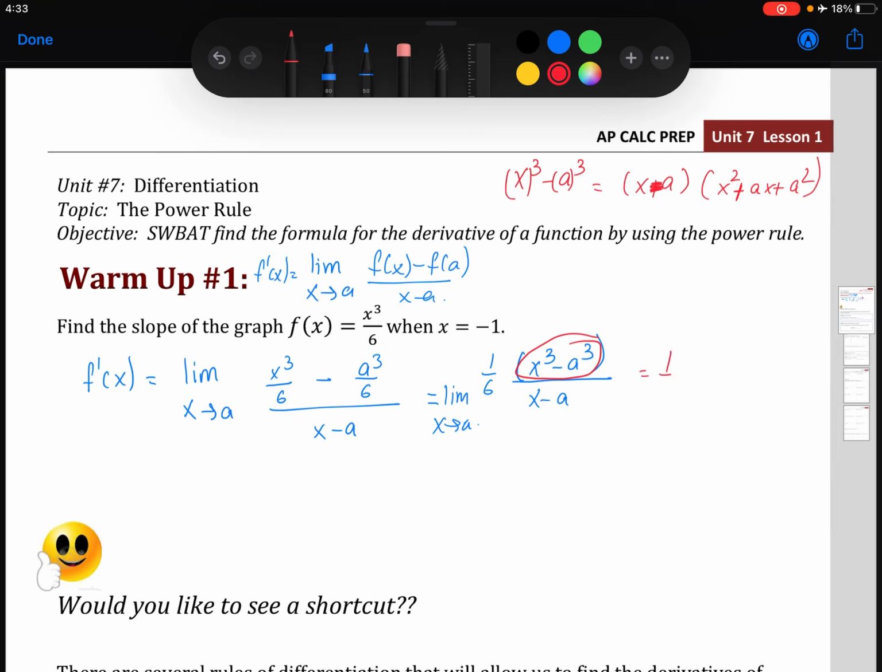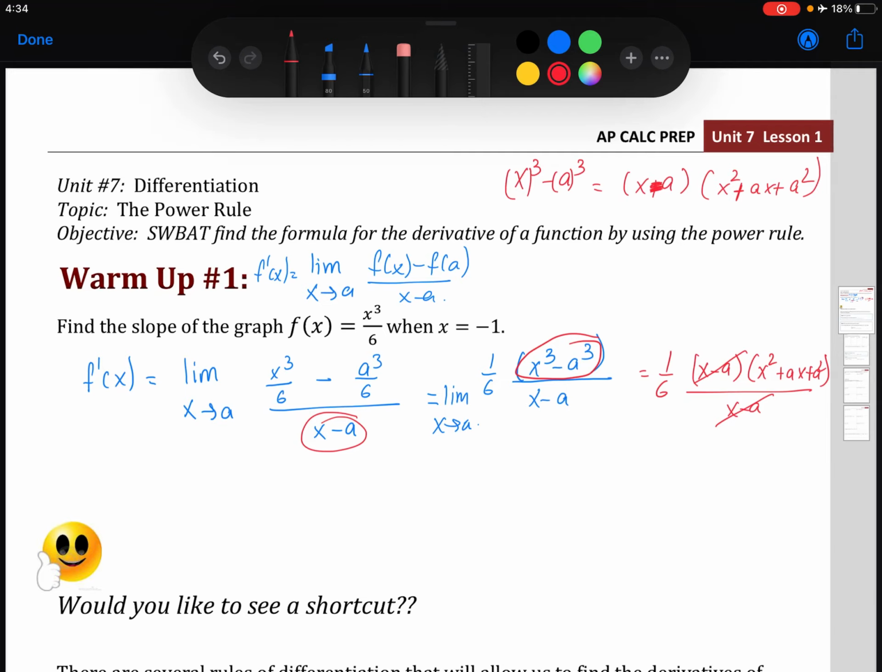So it'll be 1 over 6 times x minus a, and then I'm left with x squared plus ax plus a squared over x minus a. My whole goal was to get rid of this. Now here I am able to by cancelling it. So anytime you use the alternate method, I've said it in the past, we will be doing some kind of factoring.